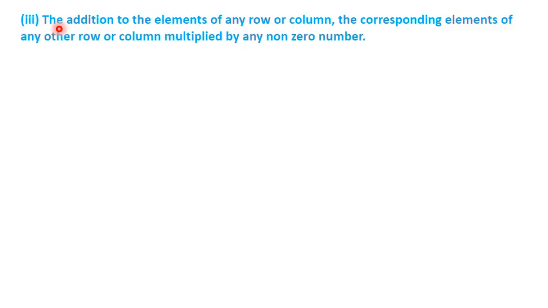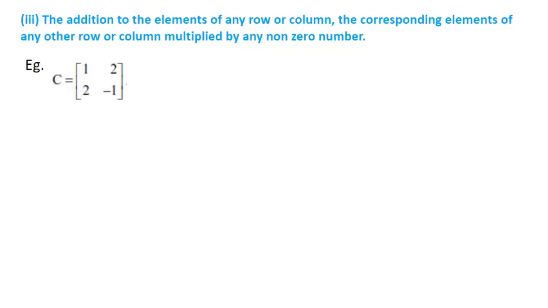We'll move on to the next elementary transformation, that is the addition to the elements of any row or column, the corresponding elements of any other row or column multiplied by any non-zero number. If we go through this sentence, we will have a little bit of confusion. So let us take an example, and through the example, let us try to find out what it means.